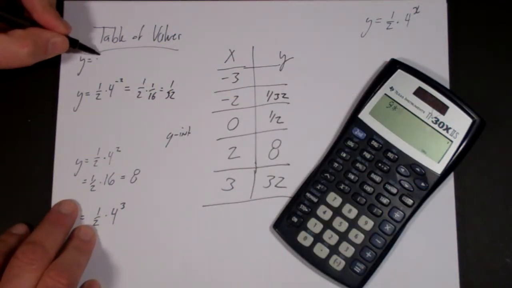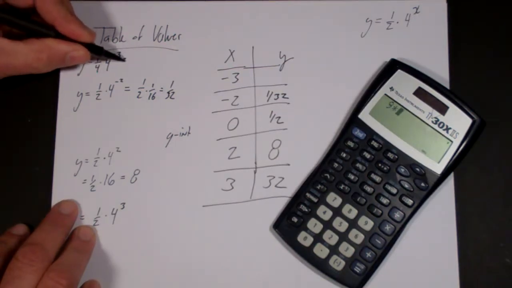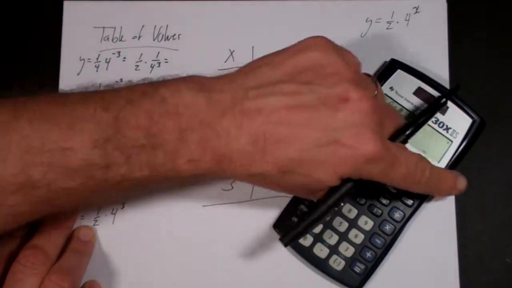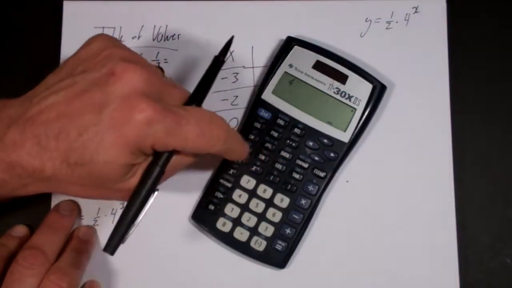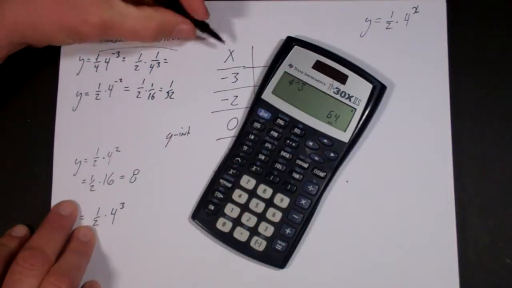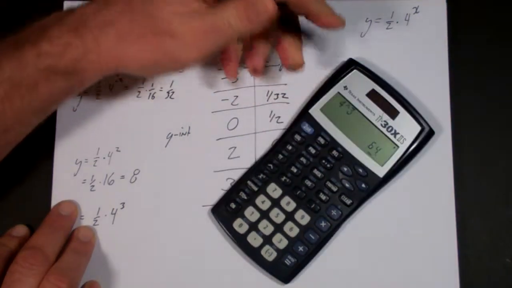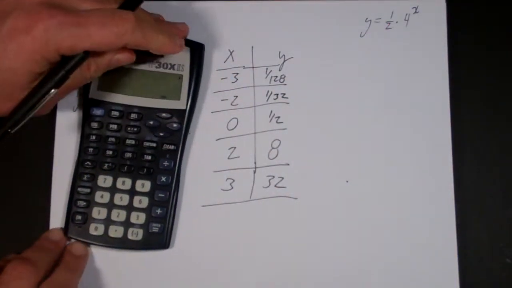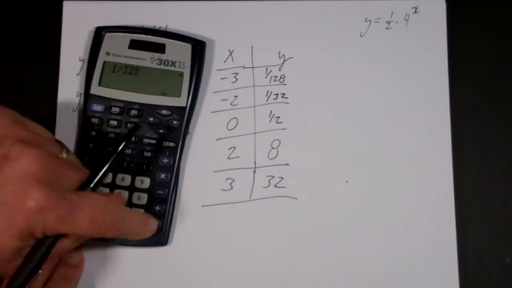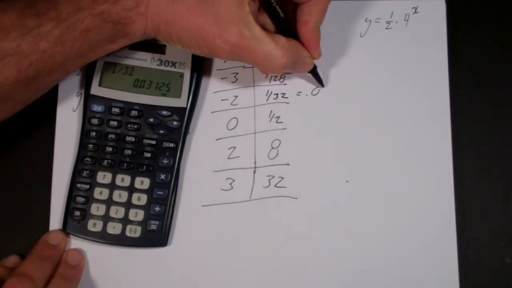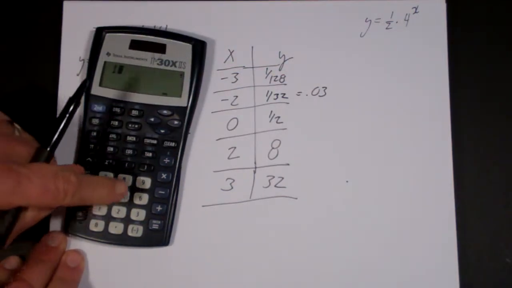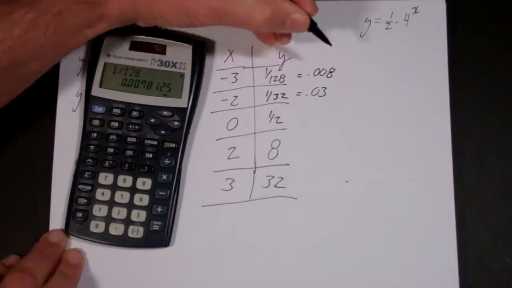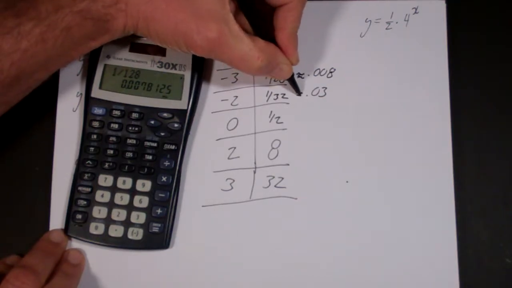And then you have y is equal to 1/2 times 4 to the -3, which is 1/2 times 1 over 4 to the third. If I plug that in the calculator, that's 4 to the third, 64 times 2 is 128, 1 over 128. And these are cases where, since you're graphing it, you probably want to do decimals. 1 divided by 32 is 0.03. 1 divided by 128 is equal to 0.008, more or less.